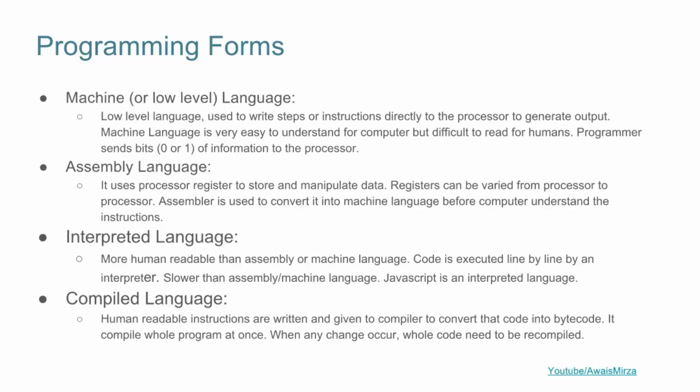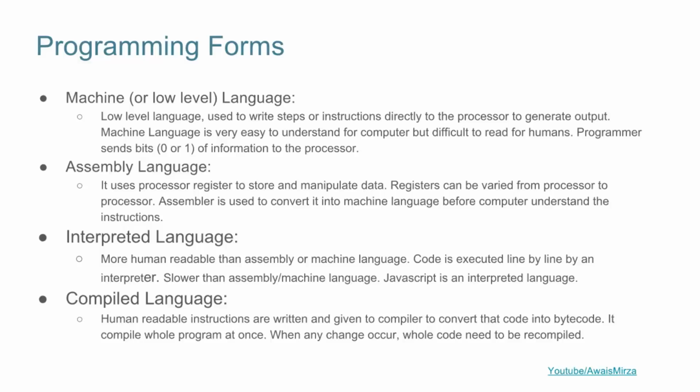Assembly language was created for us to write and understand, and it is easier to write code in assembly language, and we created the assembler for the computer to understand it after its conversion. After assembly language, the interpreted language was created. So after assembly language, the high level languages were created, like we have C++, C, Java, more human readable, and it is a higher level than assembly or machine language.